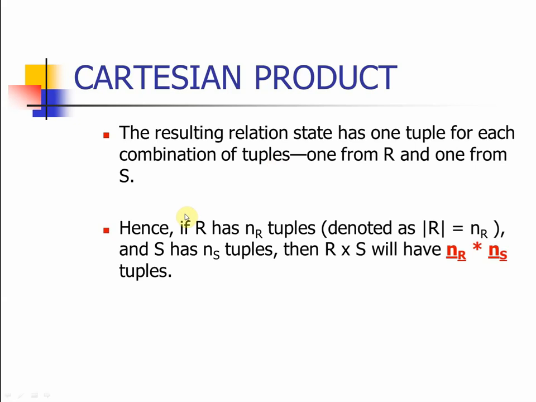So hence, if R has n(R) tuples, denoted by n(R), and S has the same thing, then the number of tuples will be the number of tuples in R multiplied by the number of tuples in S. So you can see that it's really a huge table.